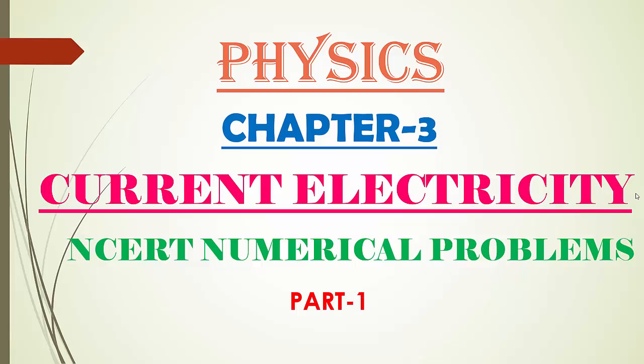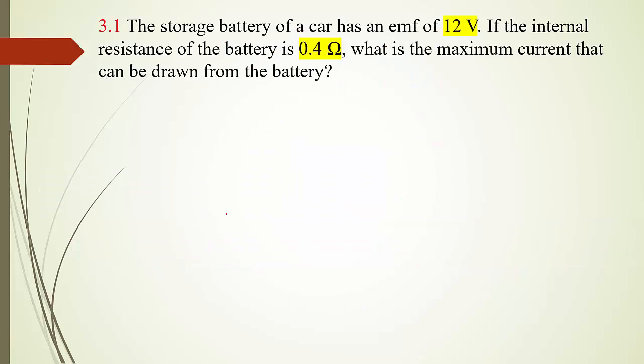We have completed the theory part regarding current electricity, and today I am going to solve NCERT numerical problems based on the chapter current electricity. The first problem is: the storage battery of a car has an EMF of 12 volt. If the internal resistance of the battery is 0.4 ohm, what is the maximum current that can be drawn from the battery?